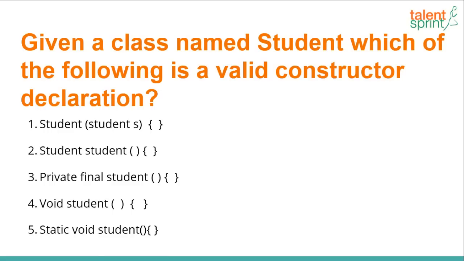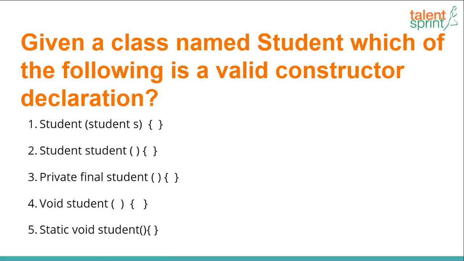I have got one answer from Apil and one from Raj. Anybody else? Kunal says 3, private final student. Kunal, constructors have no return type. So private, protected, or whatever, any return type cannot be there. If there is a return type, it's not a constructor. So third is not an option since it has a return type. Even void is a return type. So fourth is also not an option.